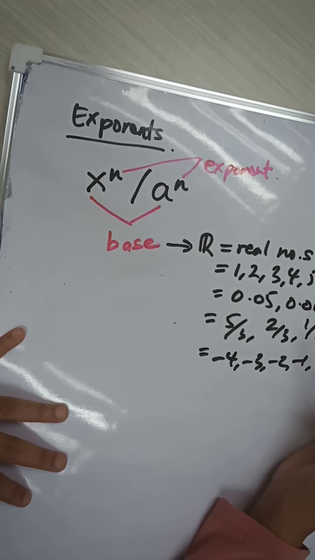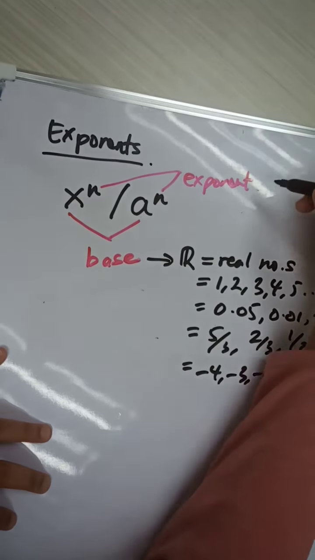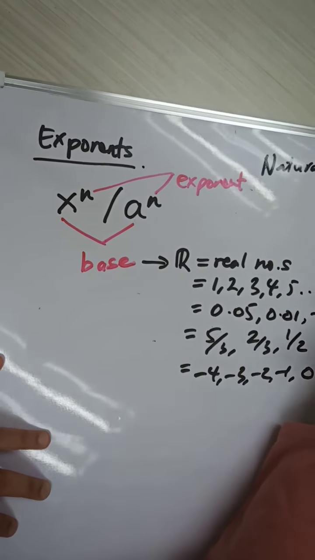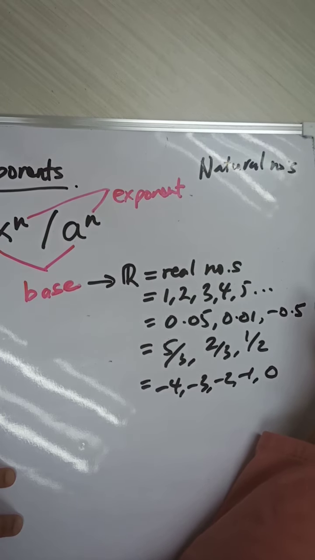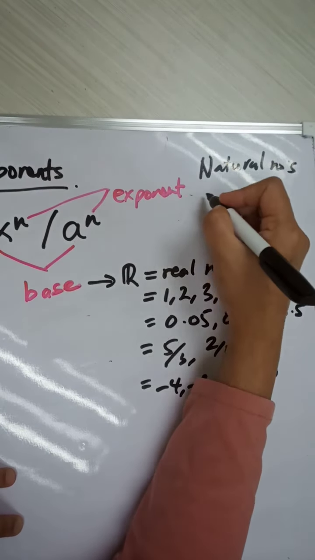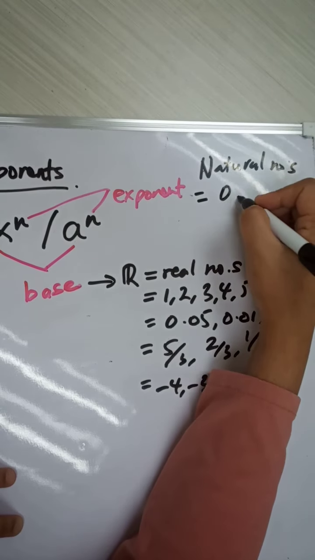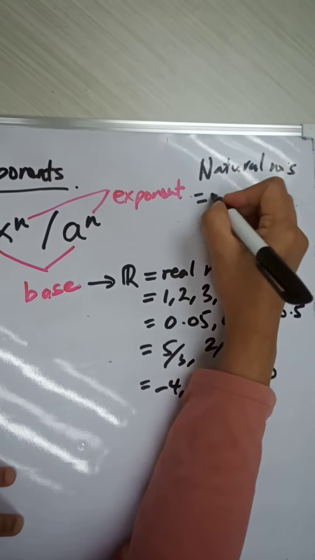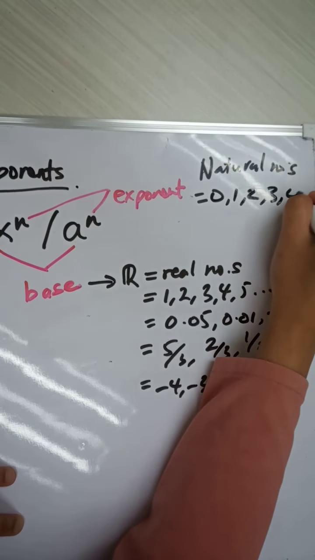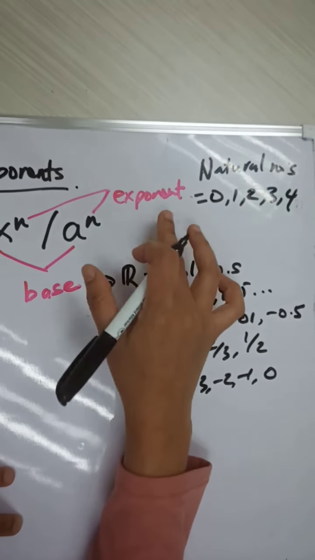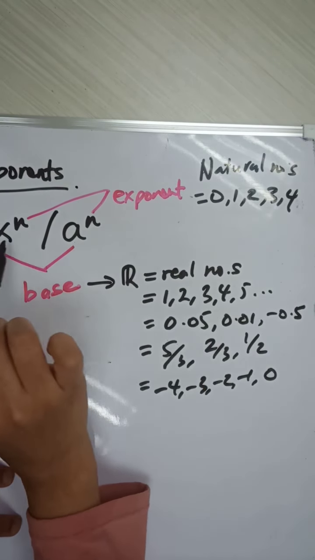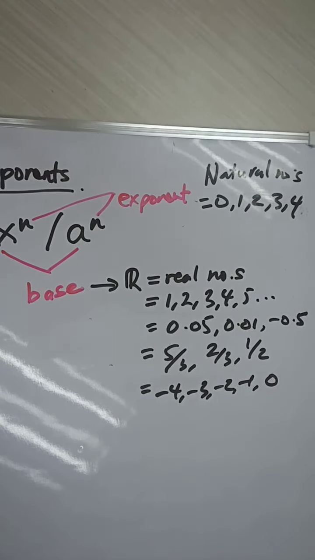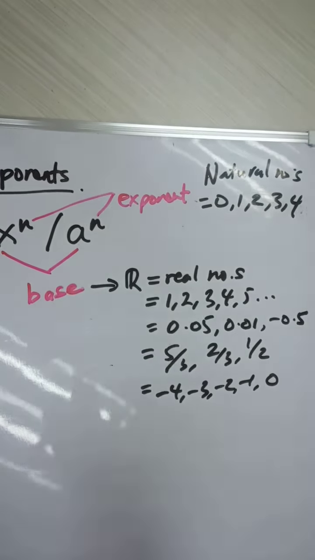And what is the exponent? The exponent must be natural numbers. If you Google it, natural numbers sometimes can include zero, so 0, 1, 2, 3, the numbers that we can count. This one must be the exponent. A and x can be any real numbers. This is what we call exponential notation.